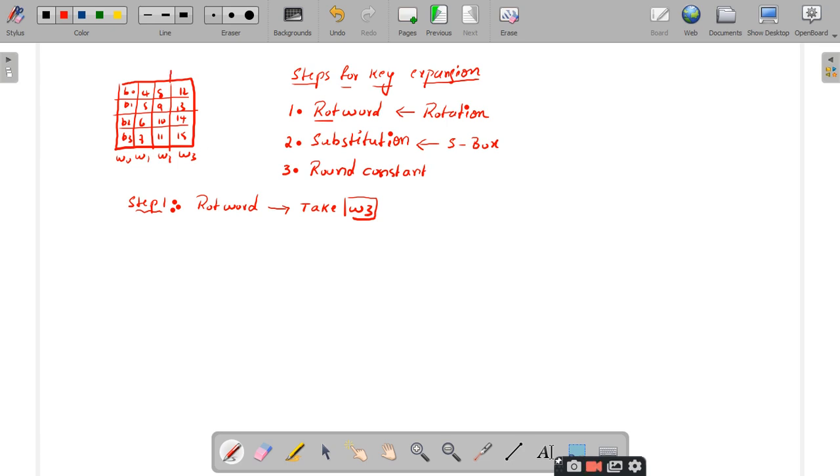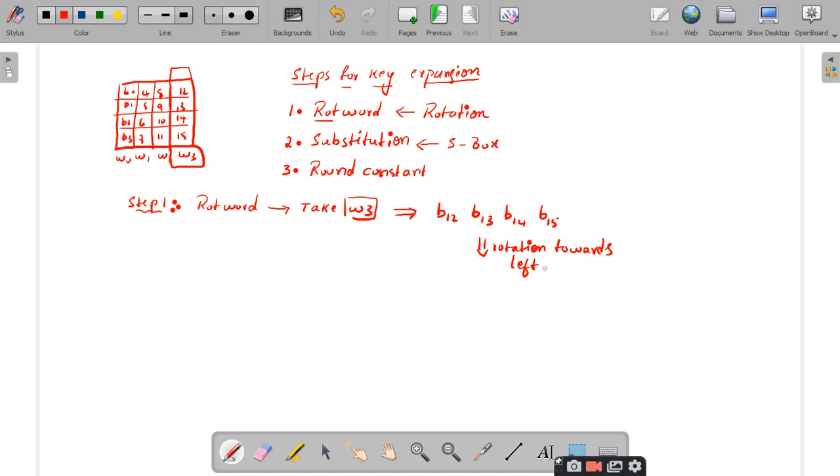Right. So what do I have to take? In the rotation word, I have to take only W3. Only W3. And you arrange this W3 in the horizontal fashion. Right. Like this you have to arrange. And now you have to perform the rotation. The rotation is nothing but rotation towards left. That's it. Towards left.